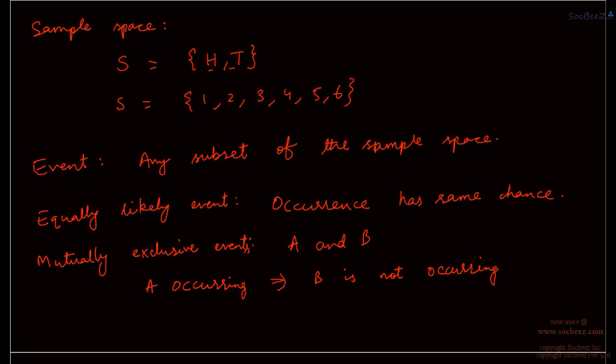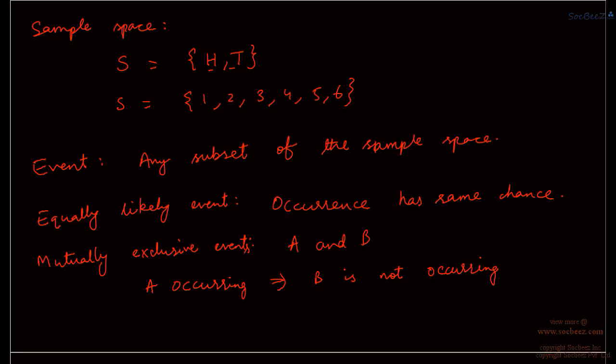Suppose I toss a coin and A is the event of getting a head and B is the event of getting a tail. Now, if I get a head, which implies that my event A has occurred, that directly implies that my event B, getting a tail, does not occur, right? So these 2 are mutually exclusive events.